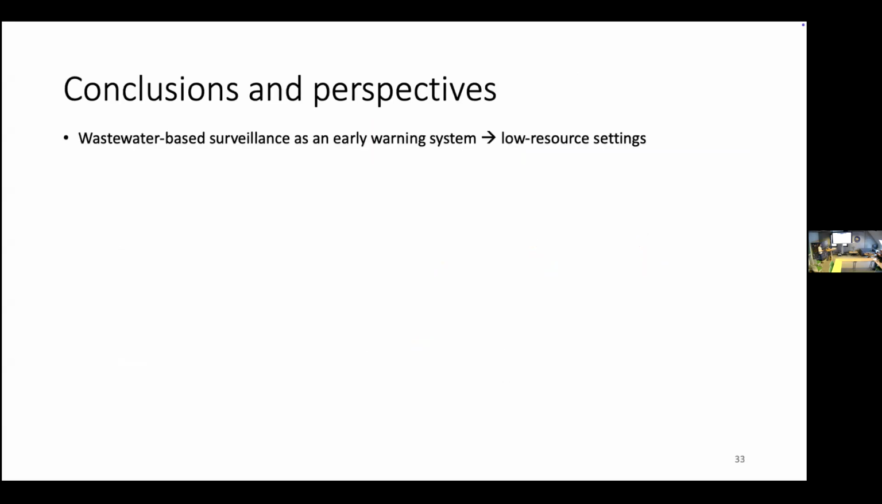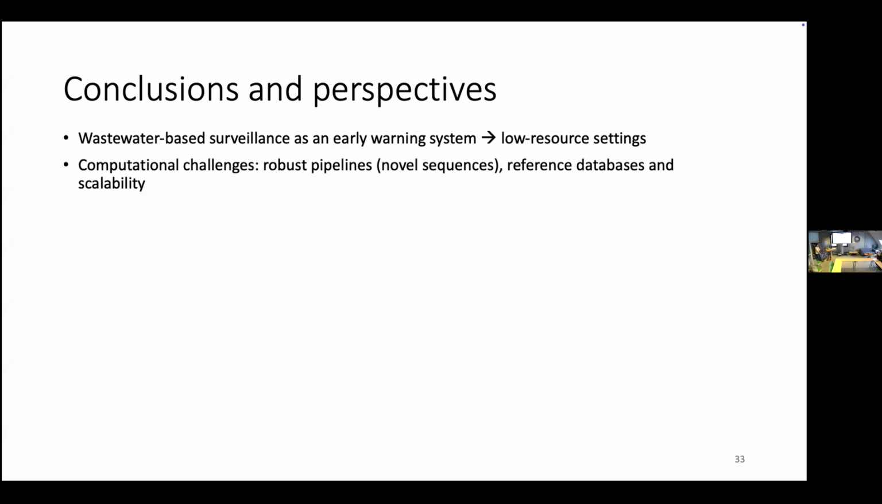So then to really conclude, we can use wastewater-based surveillance as an early warning system. Of course, there are many things to consider and issues to be solved yet, but it could be very beneficial, especially in low resource settings where there are no facilities to actually do patient sample sequencing, or there's simply not enough money to do so. And in terms of computational challenges, what we do need is to have more robust pipelines, also to be able to discover novel sequences.